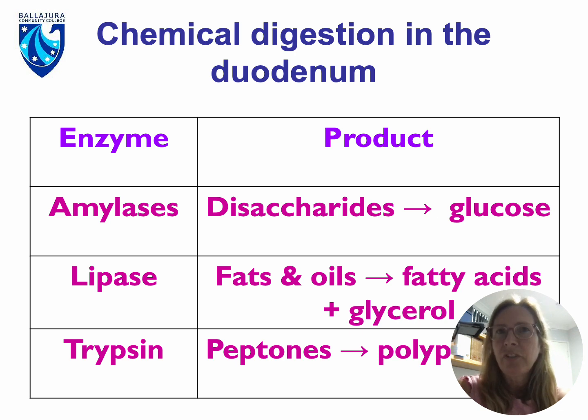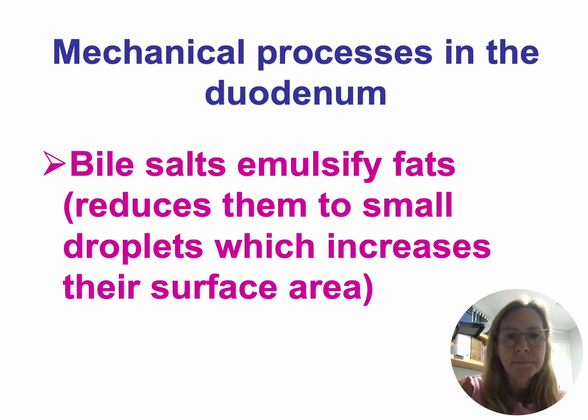Much of the chemical digestion happens in the duodenum. So you have amylases, which do the final step of digestion of disaccharides or two sugar molecules into single sugars like glucose. The fats and oils are digested into fatty acids and glycerol, helped by the emulsification of the bile. And then trypsin is another protease. So mechanical processes in the duodenum are that bile salts emulsify the fats or reduce them to small droplets.